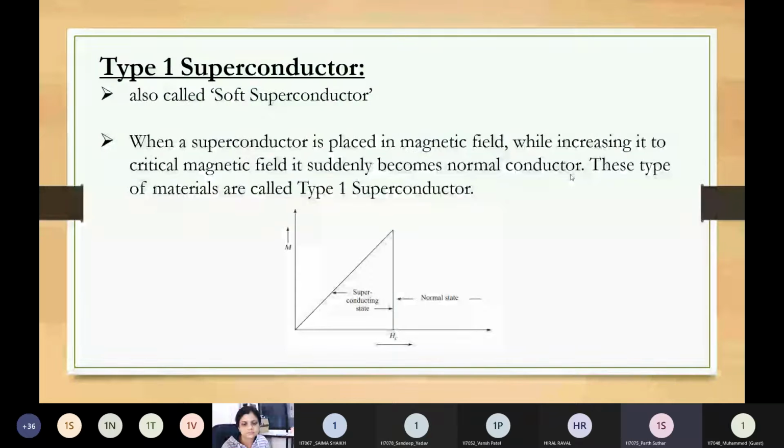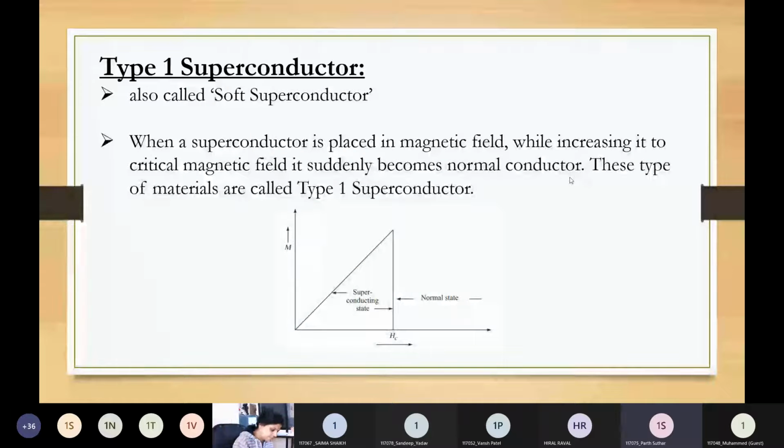Place that superconductor in a magnetic field. Now we have to slowly increase the magnetic field up to the critical magnetic field. So no sooner do we reach the critical magnetic field, the superconductor suddenly comes to the normal state.